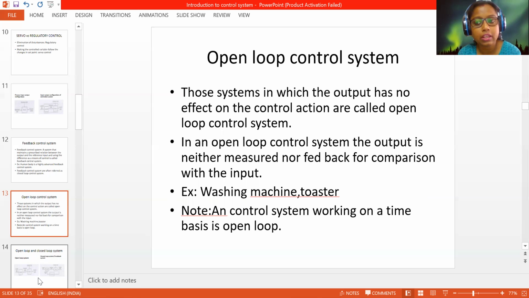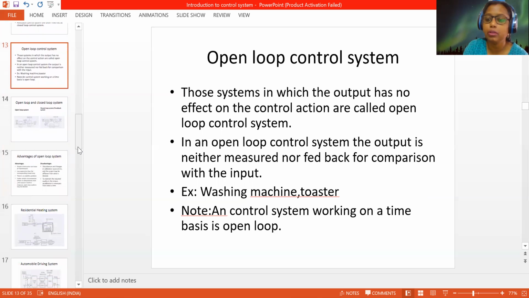So wherever the condition is given with respect to time, that becomes an open loop system. That means we are not taking any other variable as a parameter to control that particular parameter. We are taking time as a parameter, then it becomes the open loop system.